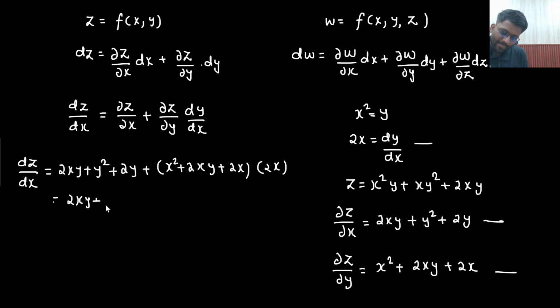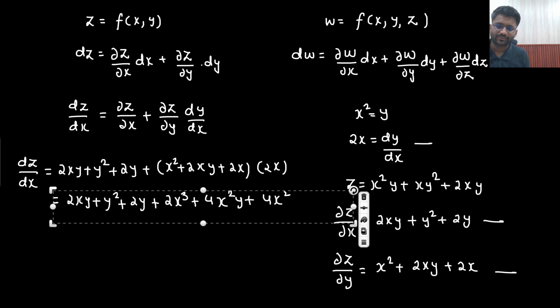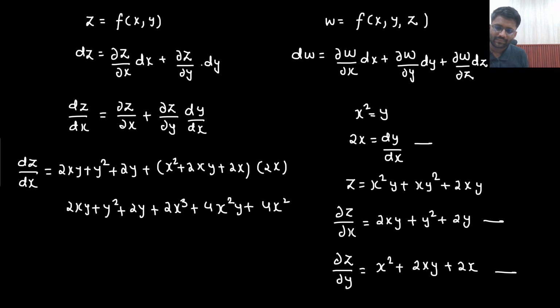So 2xy plus y square plus 2y plus 2x cube plus 4x square y plus 4x square. Understandable? No calculation error. Now this is the answer. This is one answer. This answer could also be given in the options.